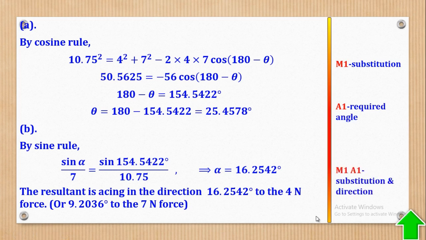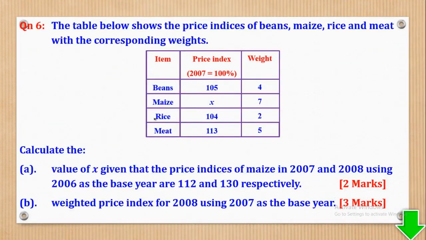Now let's see how much can be awarded. M1 for the substitution, A1 for the required angle, M1 for substitution, and A1 for the direction. So that was question 5. Now we shall go to question 6.